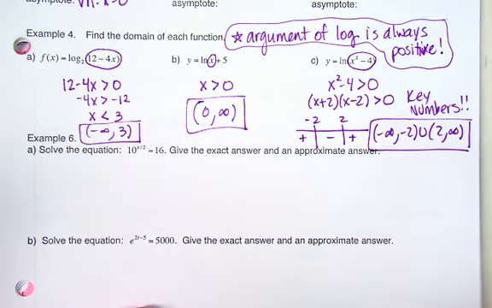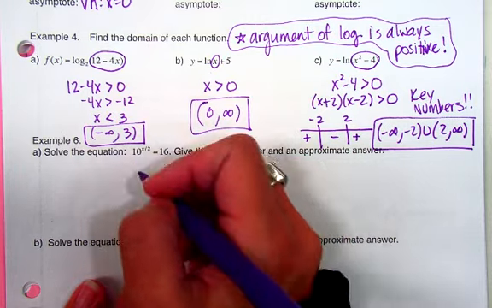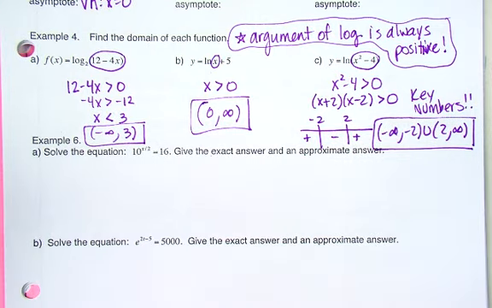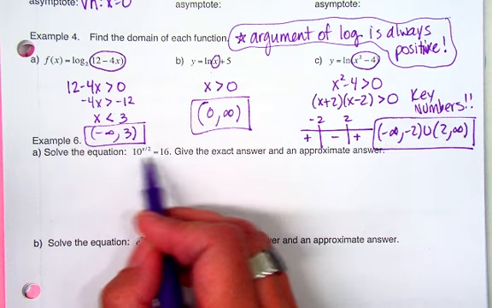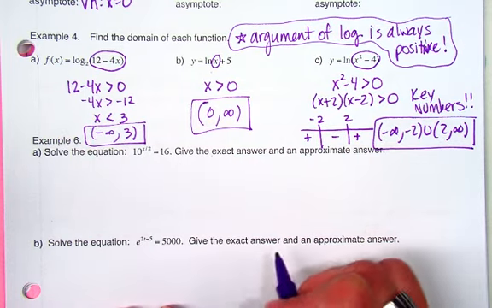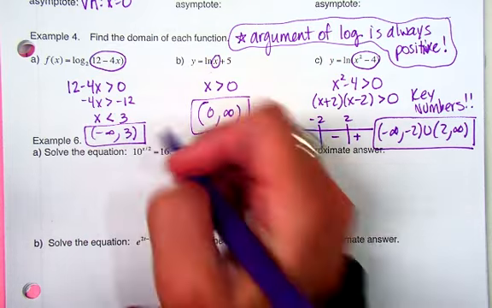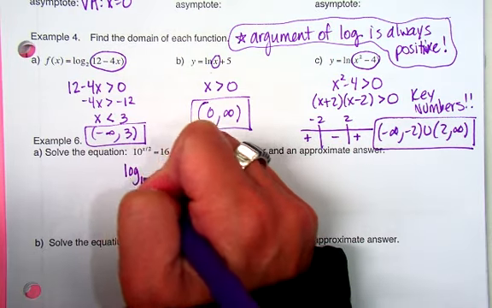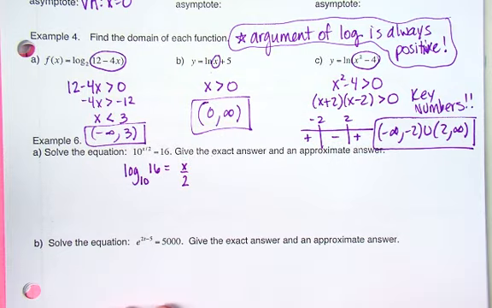Solve this equation, give the exact answer and approximate answer. All right, so to solve log equations, now this should be review, but let's walk through the steps. There's a couple different ways to solve them. If they have bases that can be rewritten in the same base, you would do that. But 10 and 16, yeah, can't really do that. So what I would do is I would rewrite this in log form. Okay, so what would that be? It'd be log base 10 of 16 equals x over 2, right?